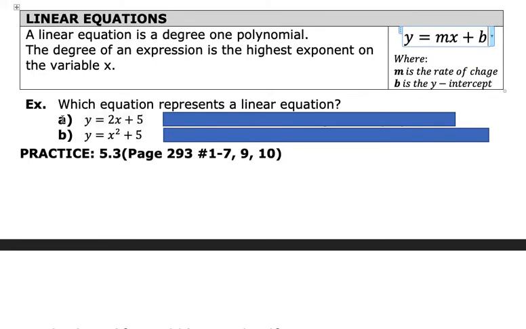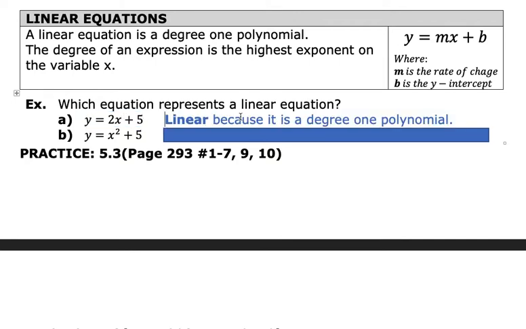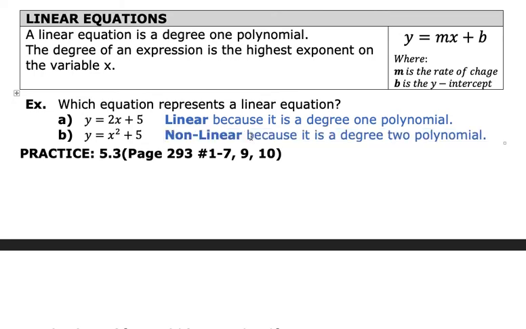So our first example, A, y is equal to 2x plus 5. Notice that these constants have a value that will always be the same. But our variable x has an exponent of 1, meaning it's a degree 1 polynomial and it's linear. In our second equation, notice that for our variable x, the exponent is 2. This is a degree 2 polynomial, and therefore it's nonlinear. A degree 2 polynomial is a quadratic relationship.